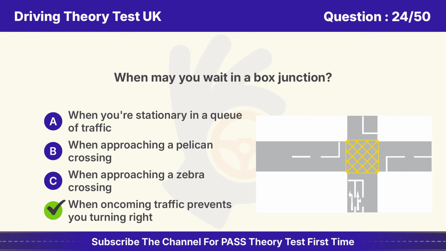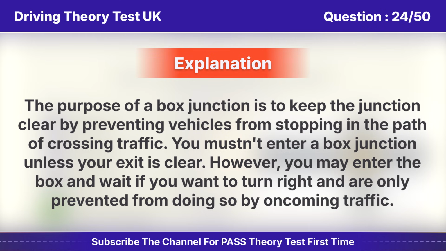Answer is D. When oncoming traffic prevents you turning right. The purpose of a box junction is to keep the junction clear by preventing vehicles from stopping in the path of crossing traffic. You mustn't enter a box junction unless your exit is clear. However, you may enter the box and wait if you want to turn right and are only prevented from doing so by oncoming traffic.